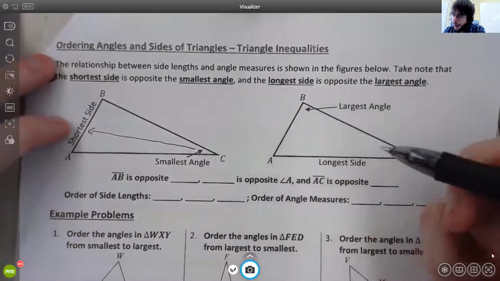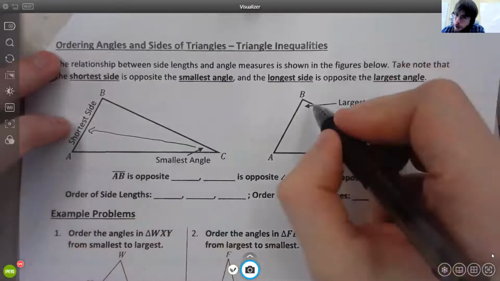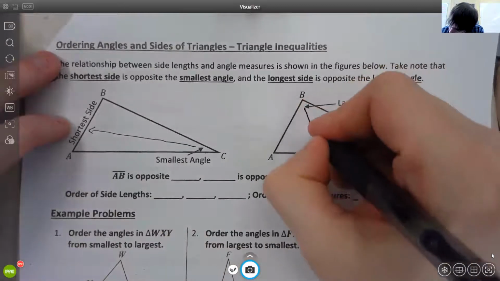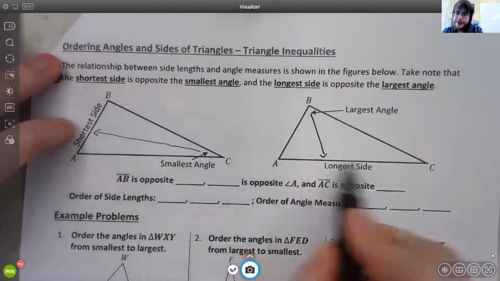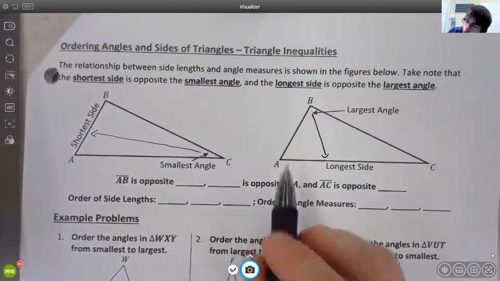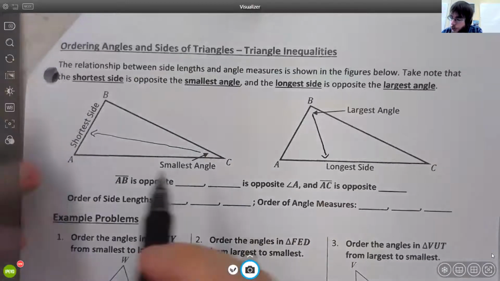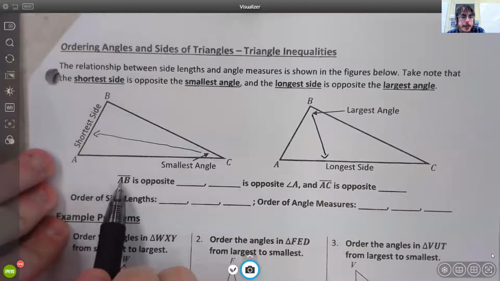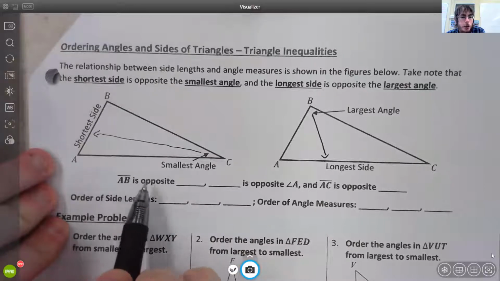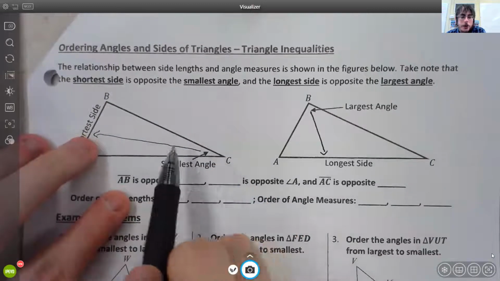And in that same triangle, angle B is our largest angle, so the side opposite from it, AC, is the longest side. Okay? So let's look at which sides are opposite which angles. So side AB, line segment AB, is opposite which angle? Well, AB is here and it's opposite angle C.